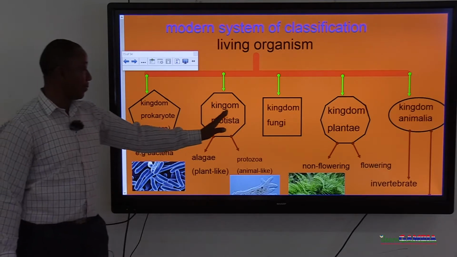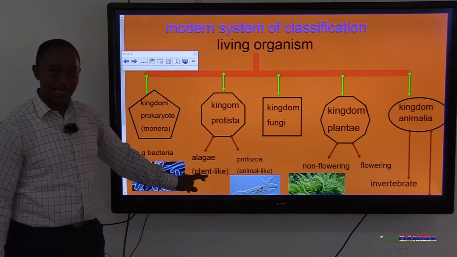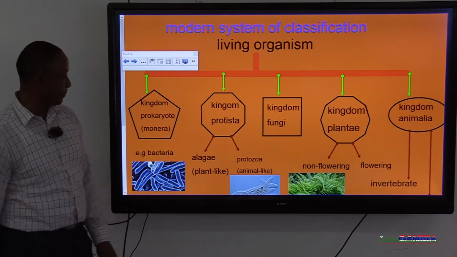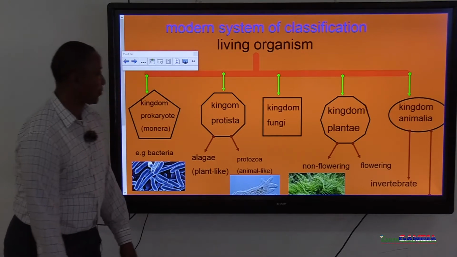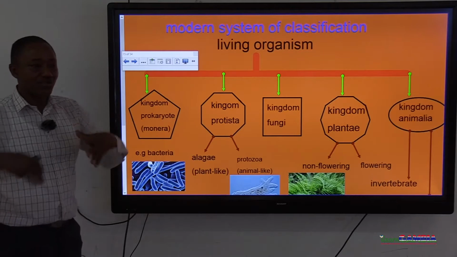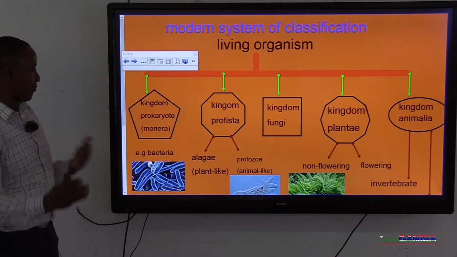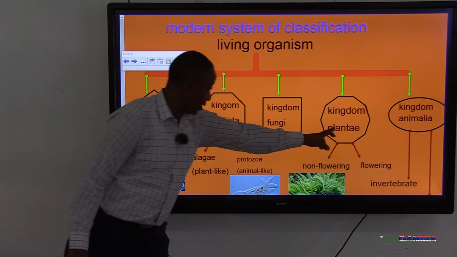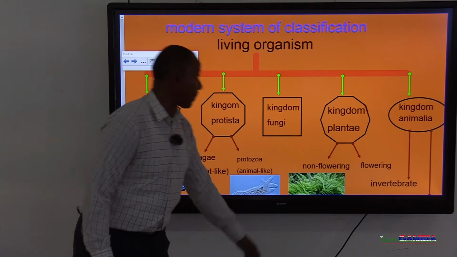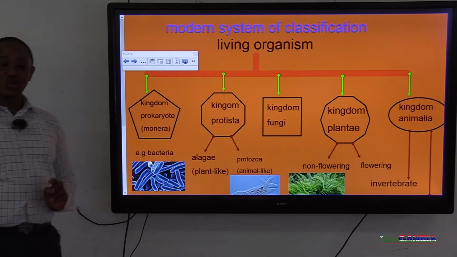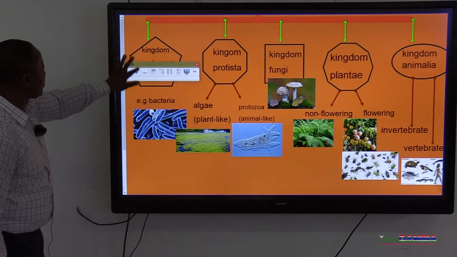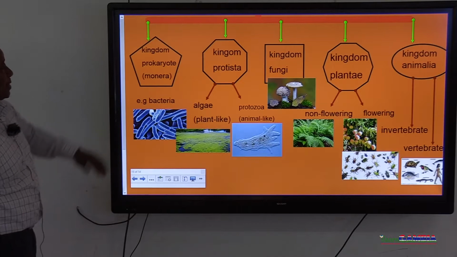But just to help us understand, in the kingdom Prokaryote or the Monerans, that's where you have bacteria as an example. The protists, we have those that are plant-like and those that are animal-like. So the plant-like, we have algae, and the animal-like, we have the protozoans. If you come to the kingdom Fungi, that one is just one big group. They don't have much subdivisions. But if you come to kingdom Plantae, we have the flowering and the non-flowering. And the animal group also is divided into two, the vertebrate and the invertebrate.